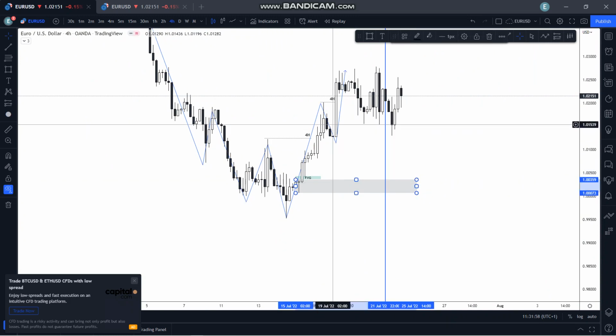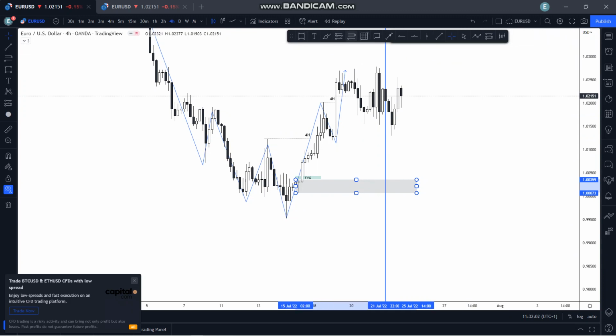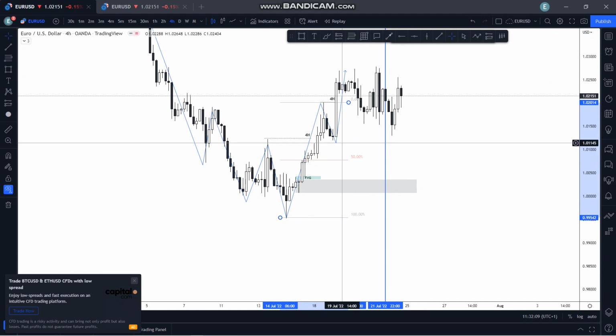All right, so I was looking at the market coming back down, but as you can see, we had a failed retracement. Not really a failed retracement, but on this channel I teach that I like to see at least 50% retracement for me to consider it a successful retracement.